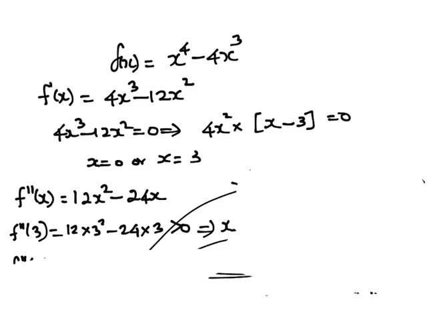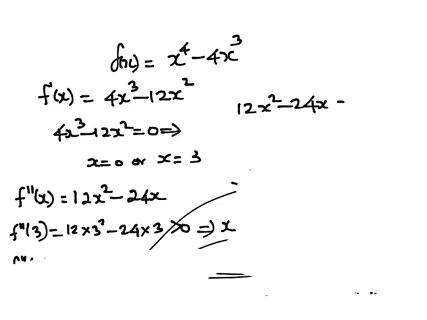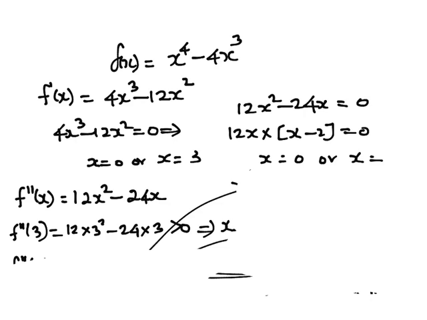Okay, so to find a non-stationary point of inflection, as you recall, f double dash of x has to be equated to 0. So 12x squared minus 24x equal to 0. So let me take 12x common. 12x into x minus 2 equal to 0. That means either x equal to 0 or x equal to 2.